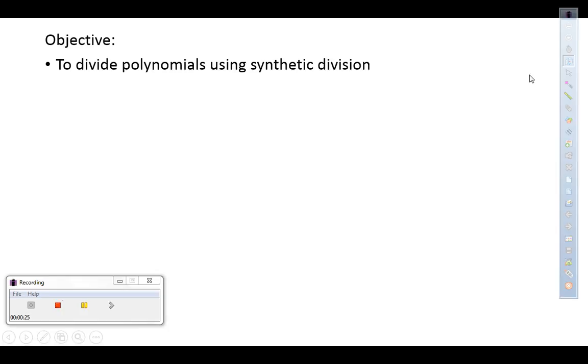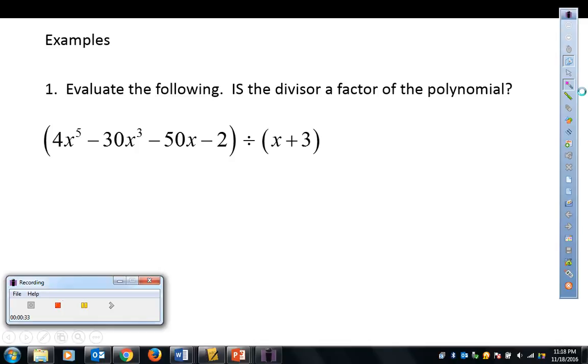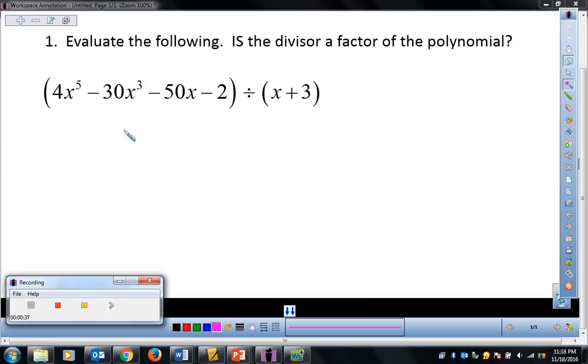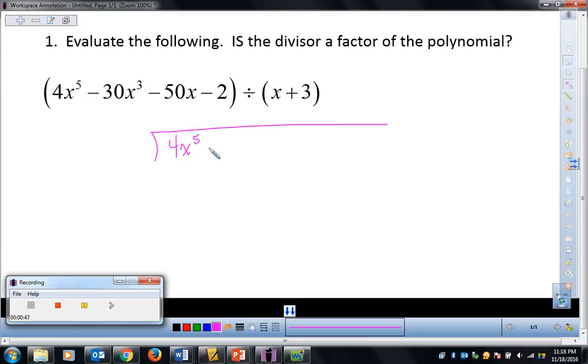So from Friday, the example was this. Divide that long polynomial by the binomial x plus 3. And from Friday, we know that when we're putting this in, we have to include all the degrees of x. So I need a plus 0x to the fourth, there's the 30x to the third, plus 0x squared minus 50x minus 2. And again, then we divide this by x plus 3, and then we go through the process.